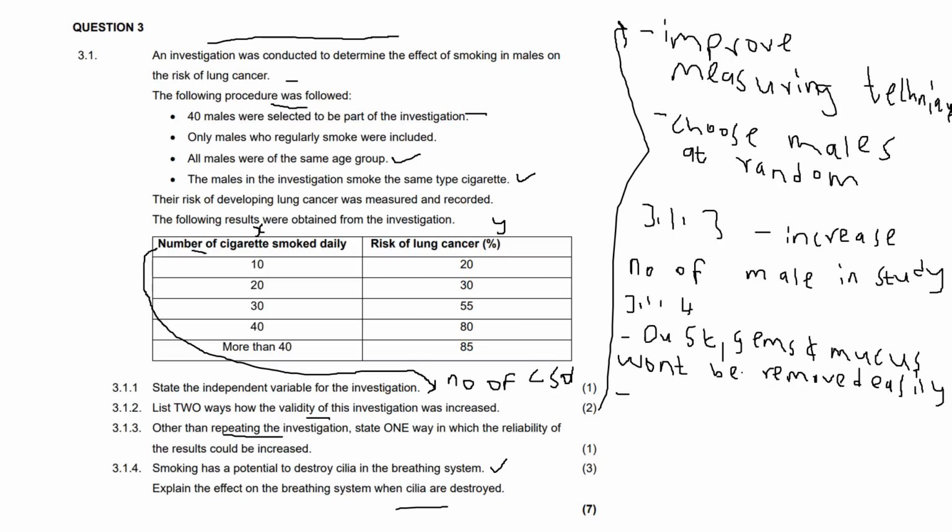Besides that, the surface area of gaseous exchange will be infected. Just call it surface area, SA, of gaseous exchange, GE. The surface area of gaseous exchange will be infected. That will be your second point.